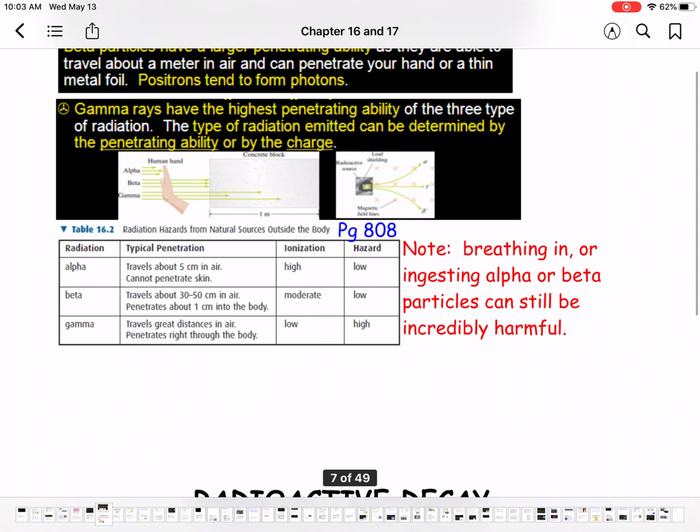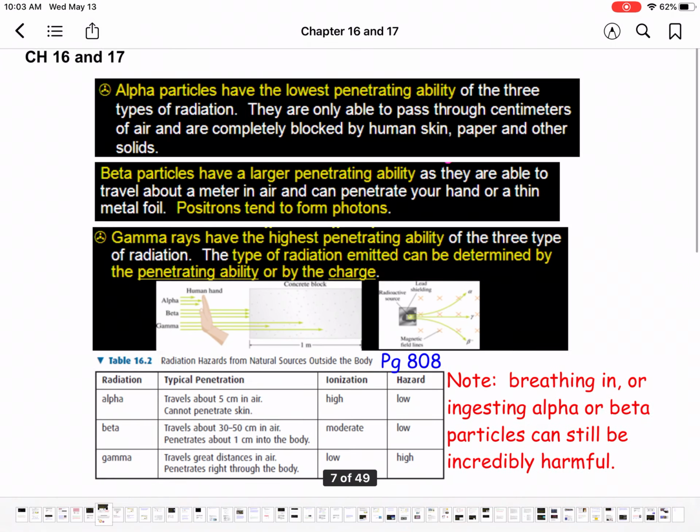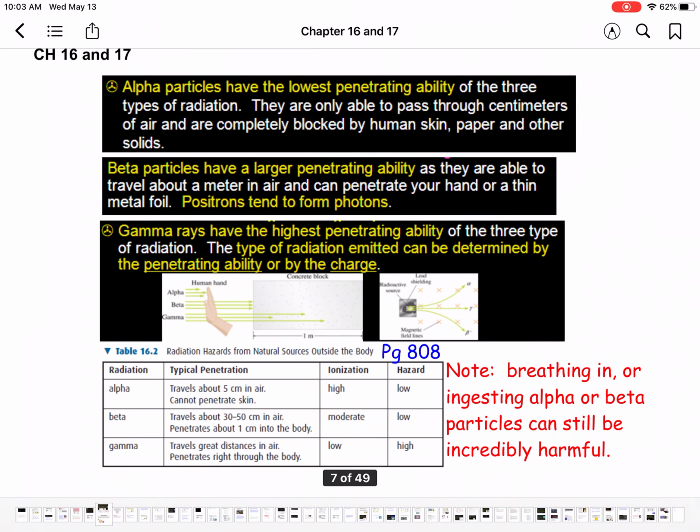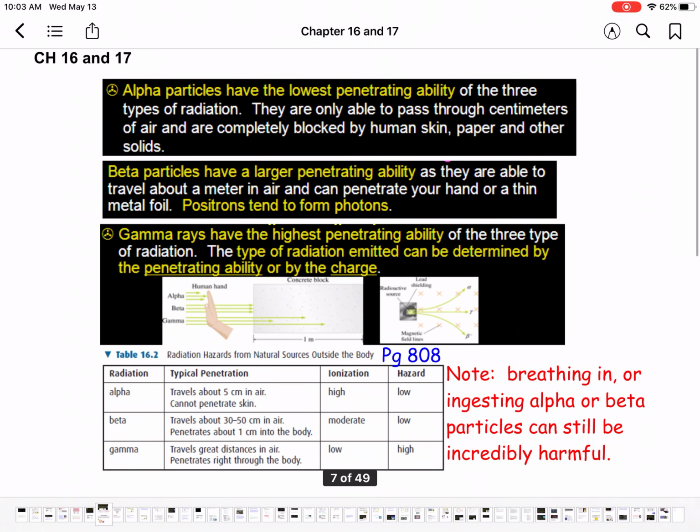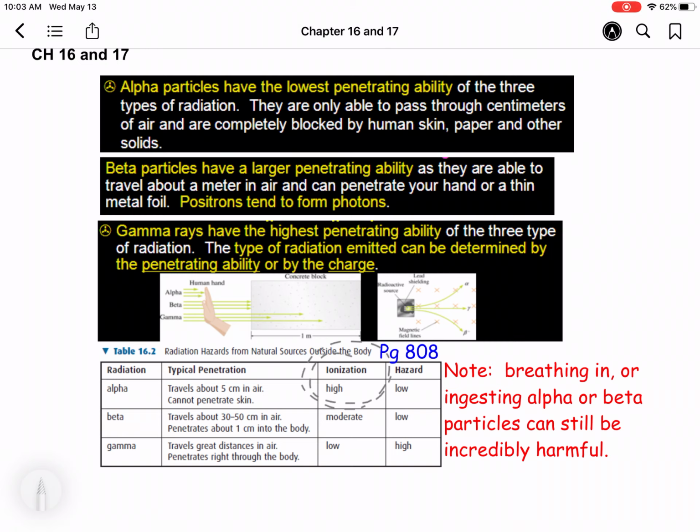All right. So first thing, let's just talk about what makes the difference between nuclear decay types. We have alpha particles, beta particles, and gamma rays. Alpha particles have the lowest penetrating ability. They're helium particles coming off. They happen quite often. Their ionization is high, but their hazard is really low. It's not really going to generally affect you if you're hit by this. You're hit by this every day.